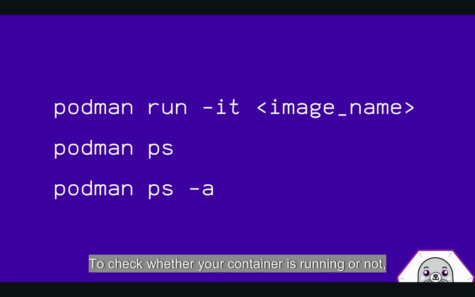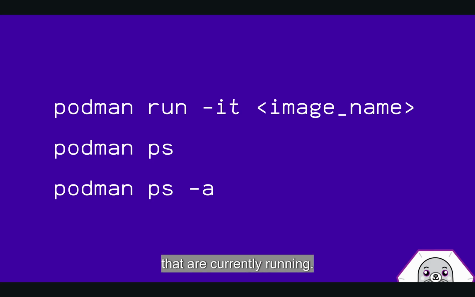To check if your container is running or not, you can use the command podman ps. This command shows only the containers that are currently running. To see all containers, including those that are not running, you have to use the -a flag.